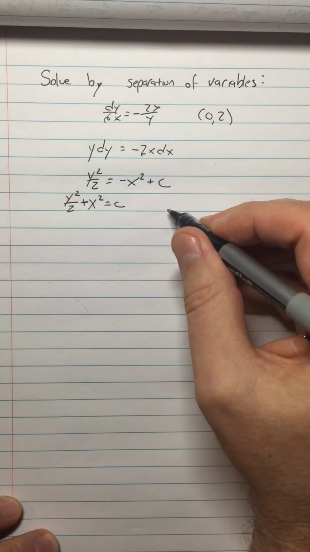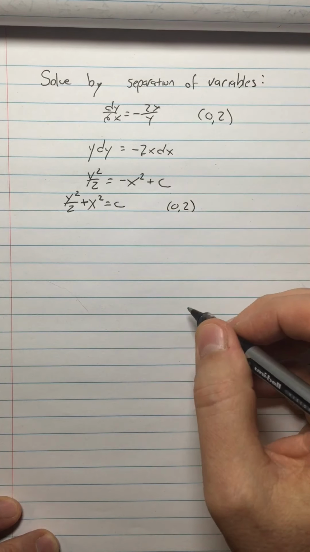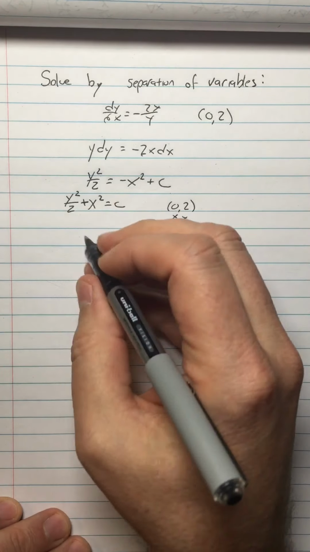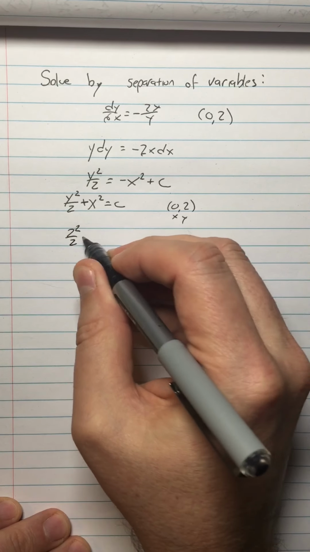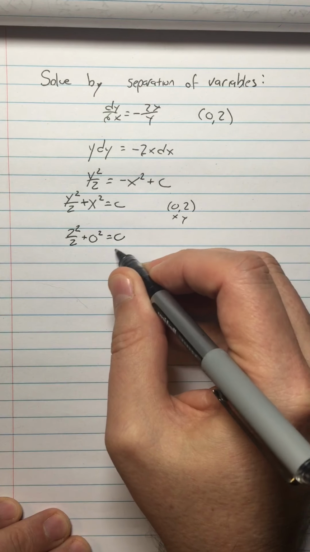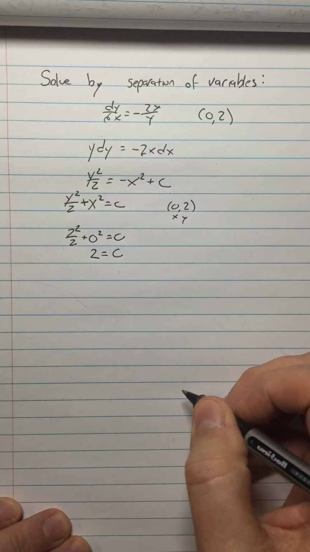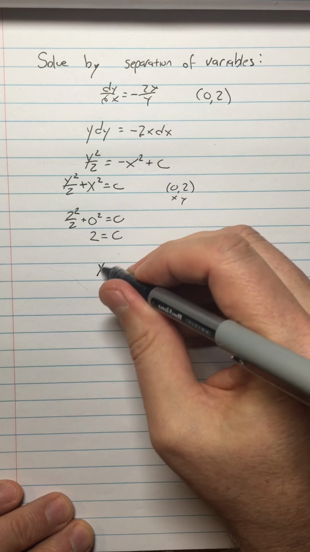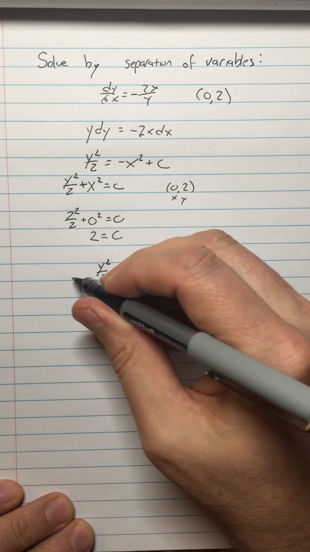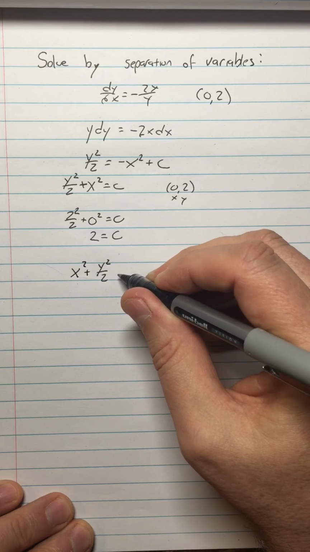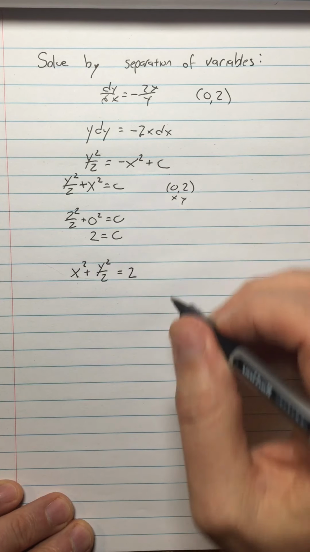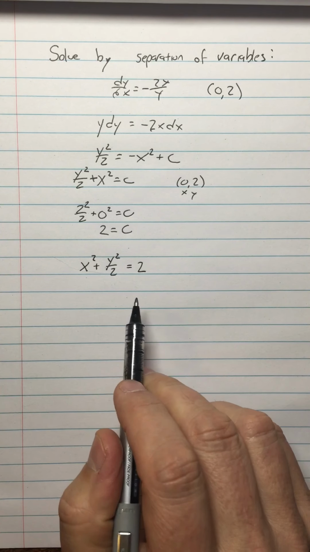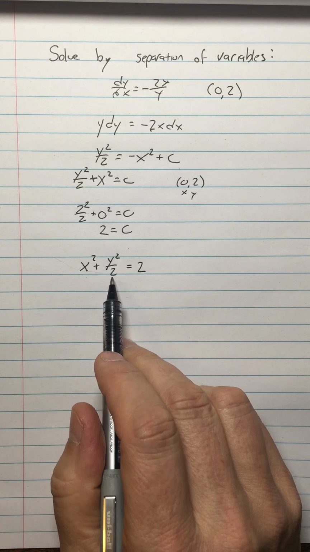Now we'll use the initial condition (0, 2). So x is 0, y is 2. I plug that into here: 2 squared over 2 plus 0 squared equals c. It's pretty easy to get c equals 2. Therefore, our particular solution is, I'm going to put the x squared in front, x squared plus y squared over 2 equals 2. Now, if you've studied conic sections at all, you know that that's an ellipse.